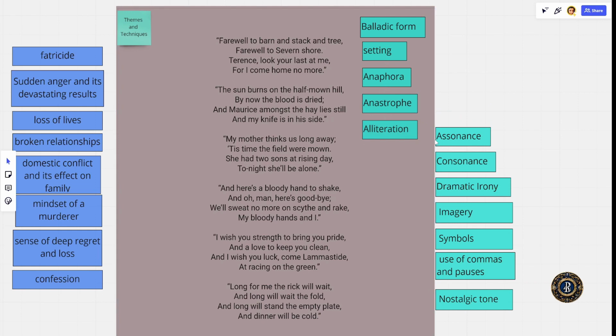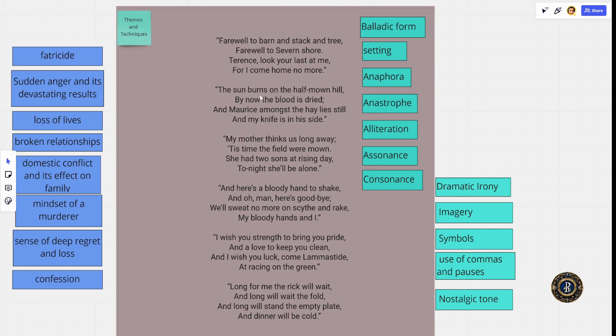Then what about the sound devices? Alliteration, assonance, consonance. If you read carefully each and every stanza, you can find lots of examples. For example, here for alliteration, "servant show," the s sound is repeated. "Look your last," the l sound is repeated. And for assonance, "home, no more," the o sound is repeated.